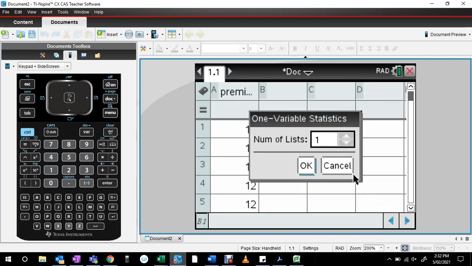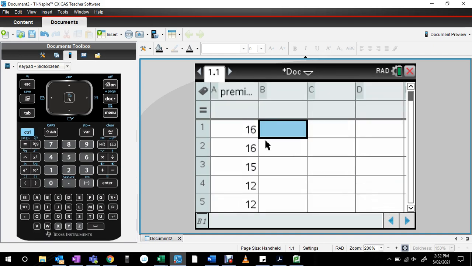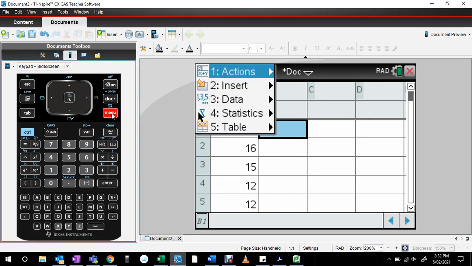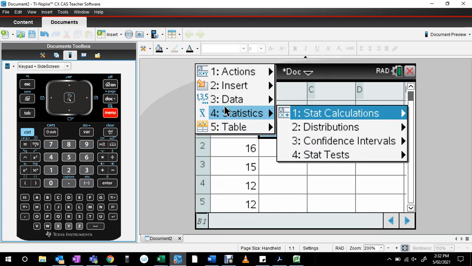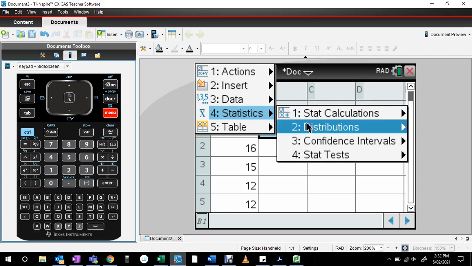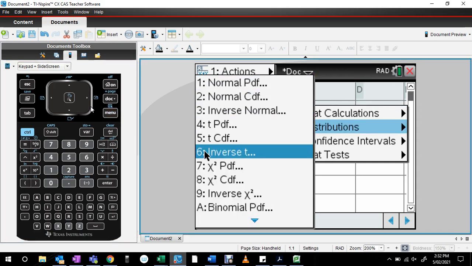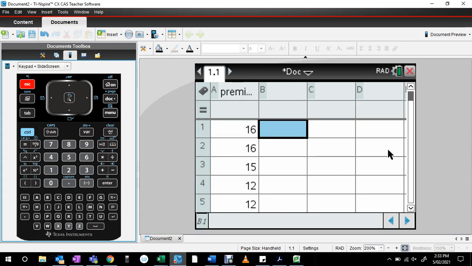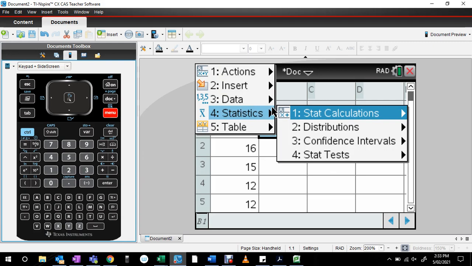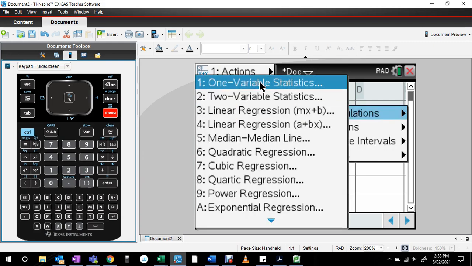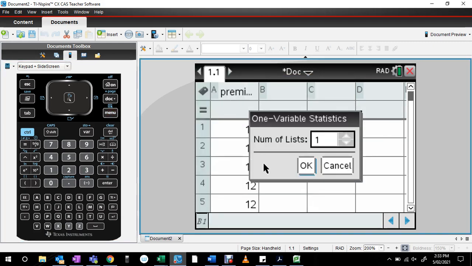Okay, I'll go back. If you're here, follow me. Press menu. Press statistics. Press menu. So go to this menu here. Make sure your cursor's here somewhere. Don't leave it up there. Go here. Menu, statistics, stat calculations, one variable. Okay, and then you go OK.